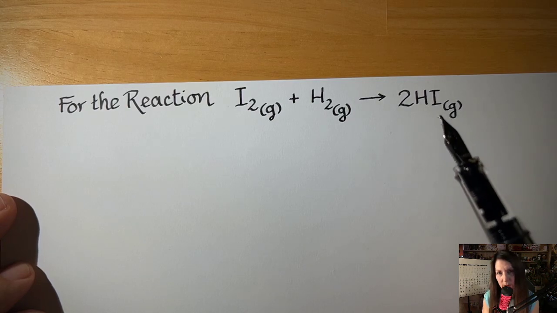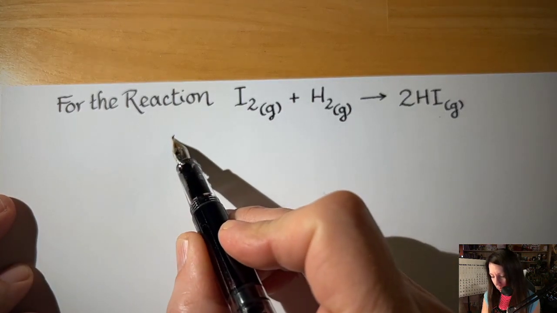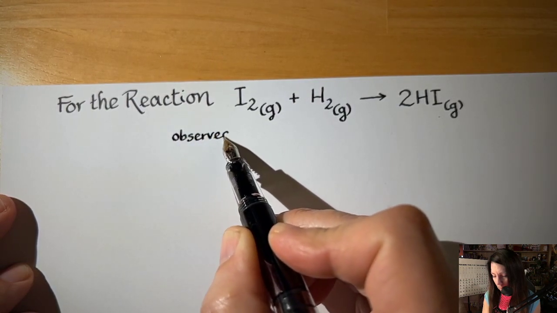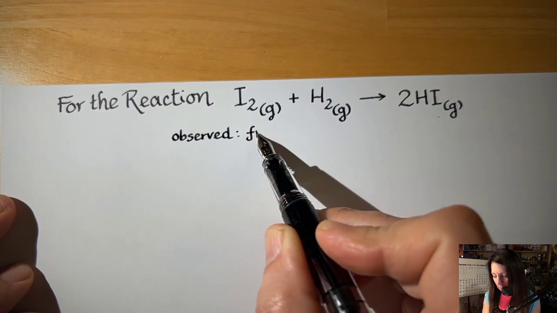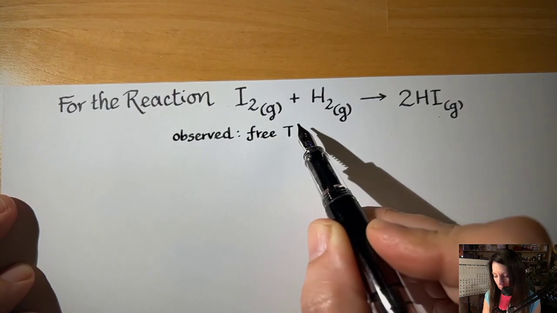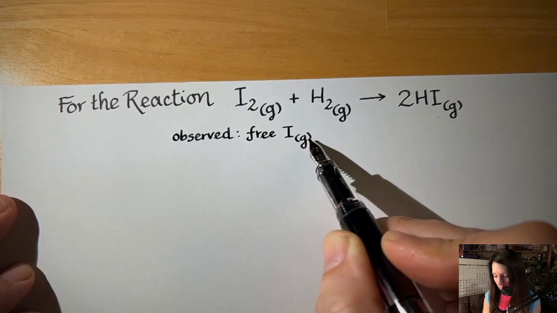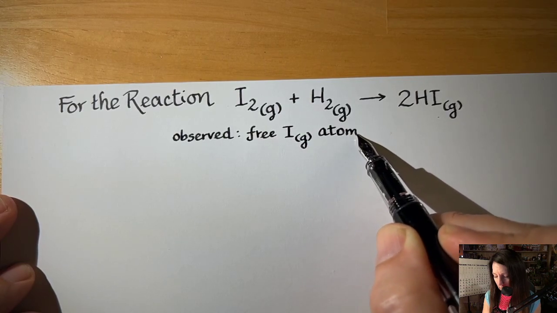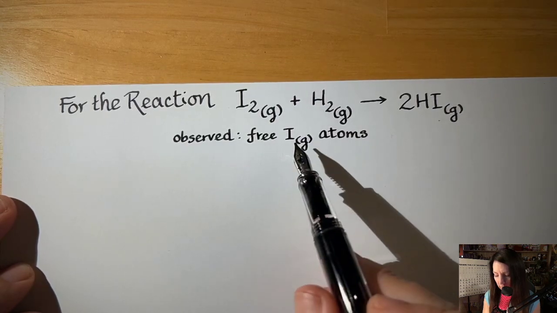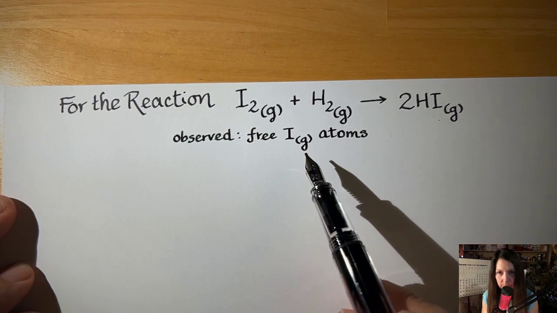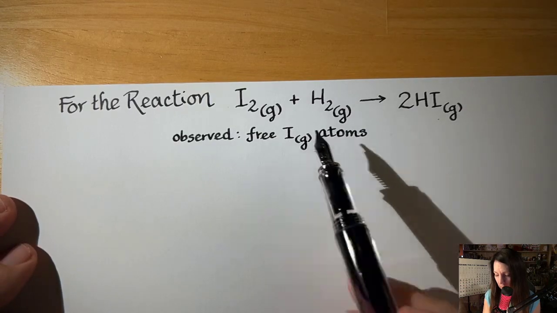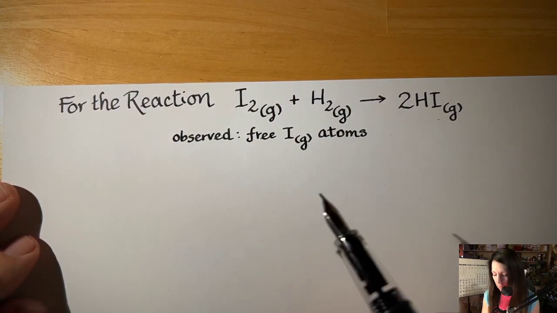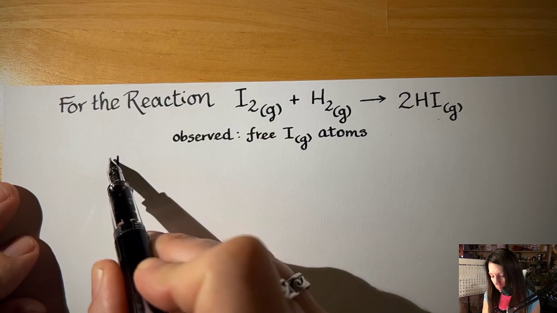And they realized that there were observed these free iodine atoms. Okay, so they observed these spectroscopically, and they confirmed indeed they were these lone iodine atoms that were observed in the gas phase during the course of this reaction. So that got them thinking, and they proposed the following mechanism.